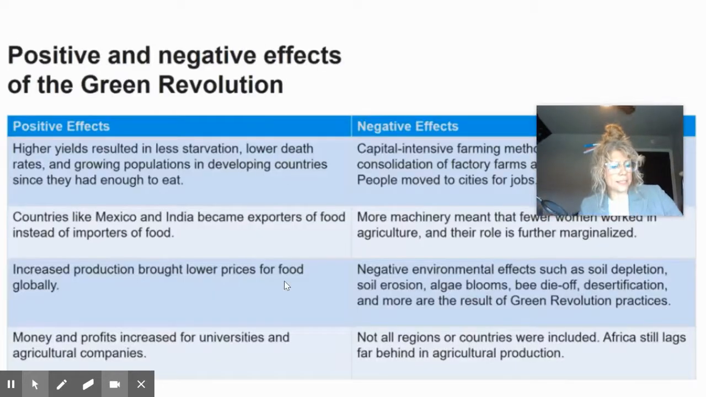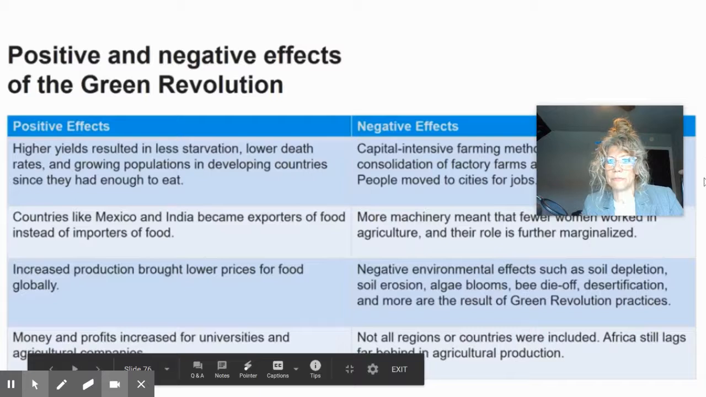Okay, that brings us to the last, which is on that next page, a positive and negative effects chart. What I would do is just quickly go through and underline or highlight some things. Some positives here is obviously we have less starvation on a global level. It really did help some developing countries like Mexico and India export their food. And then it brought prices lower on a global level.